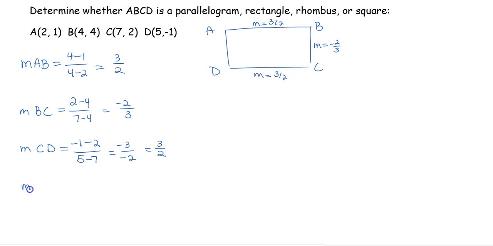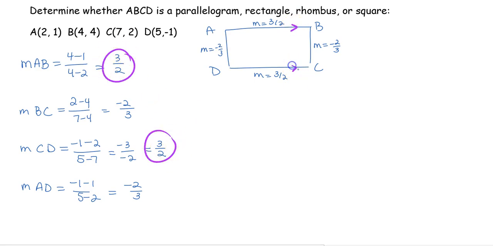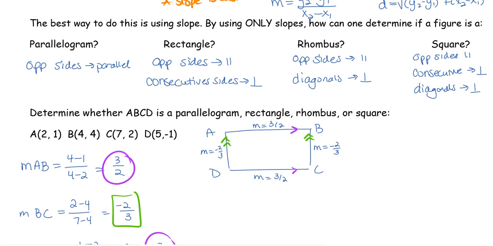And then our last slope is our last side, AD. So here's coordinate A and here's D. -1 minus 1, 5 minus 2 gives us -2 over +3. So when we look at our diagram, we see opposite sides are parallel, which is good because if we look at our criteria, every single one of them has opposite sides parallel. So that didn't maybe help us so much.